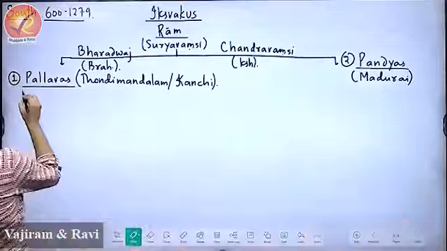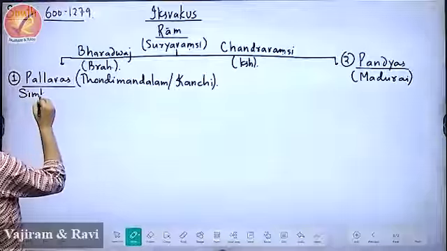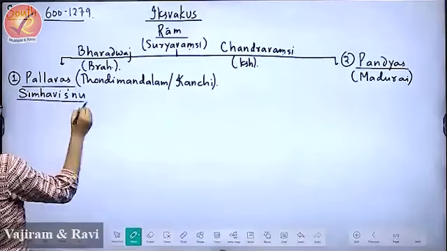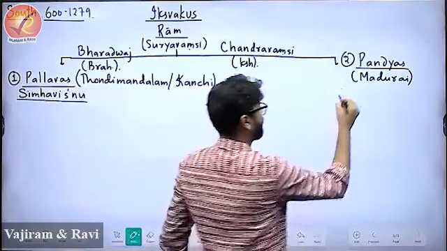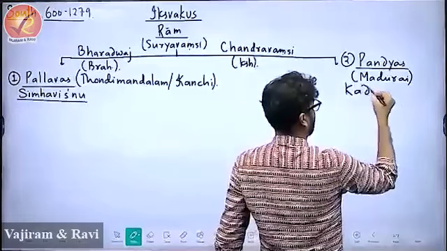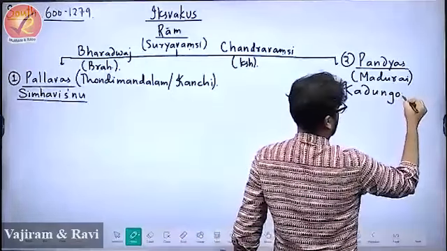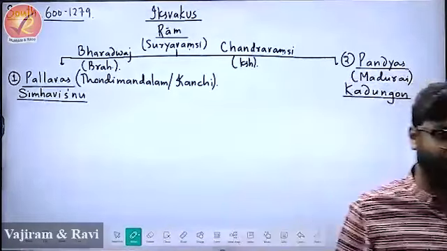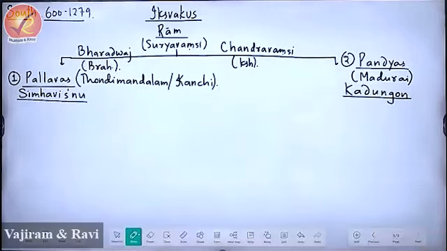So Pallavas, the founder here is Simha Vishnu. And here the founder is Kadungon. Of course, Pallavas were Brahmins, so they got a bigger chunk. Pandyans were Kshatriyas, Chandravanshi, so they got a smaller chunk. In other words, Pallavas' territory is bigger.